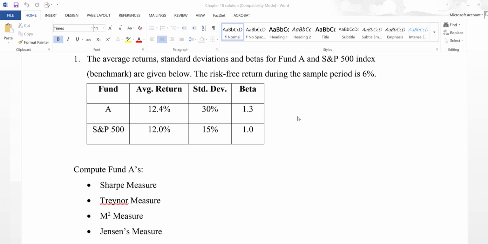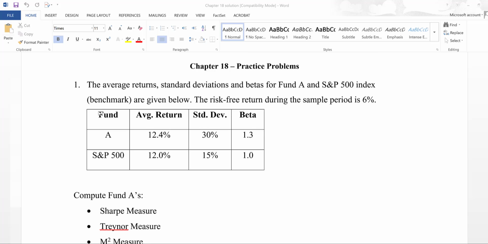All right. Okay, so let's go over this first problem here. You're given the information about a fund A: its average return over some past horizon, its standard deviation, and beta. Some metrics use standard deviation as risk, others use beta as a risk measure. The S&P 500 is the benchmark for this fund, and you have that same information for the S&P 500 index as well. The risk-free rate of return is 6% over that same time horizon over which you are observing these risk and return numbers.